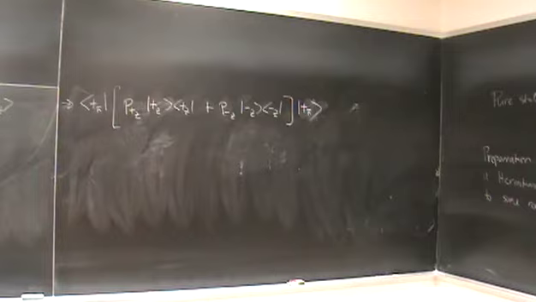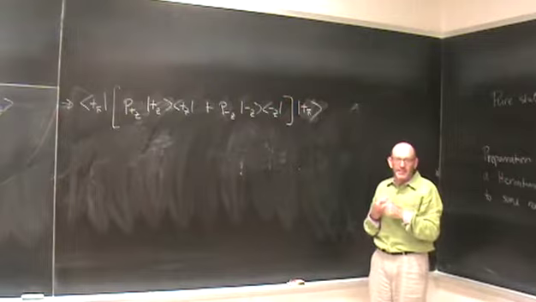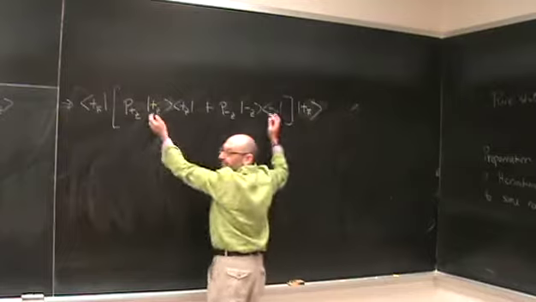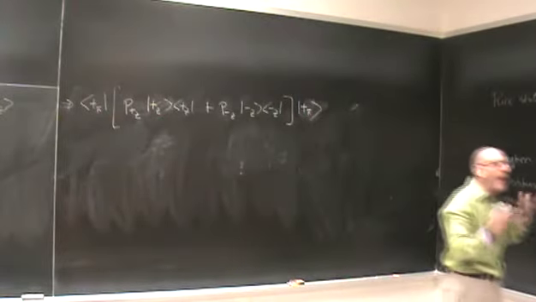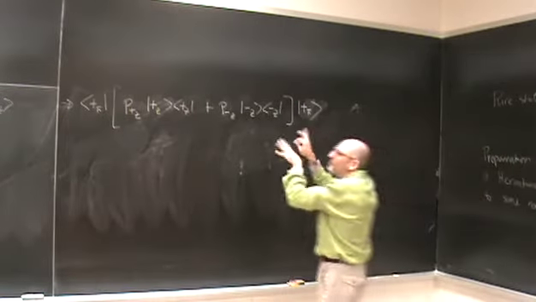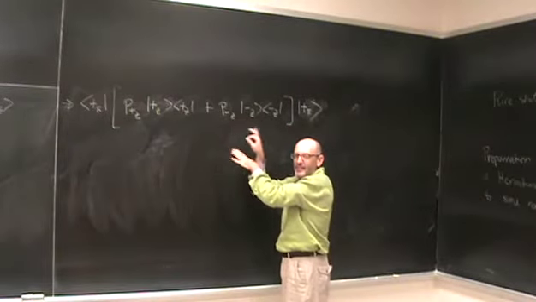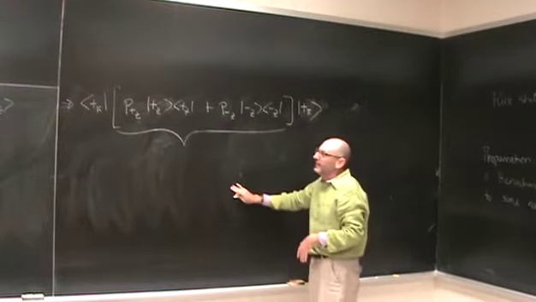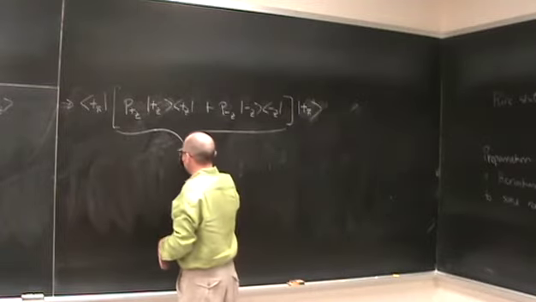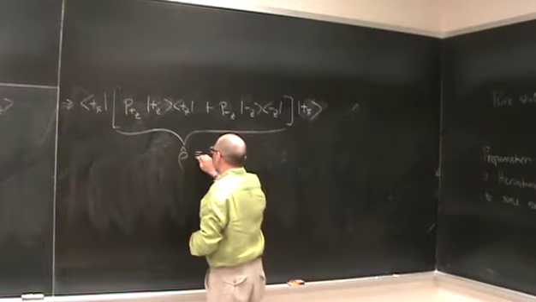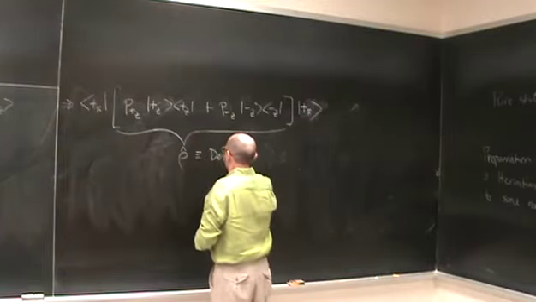Right? So look what I've done. Everything about the preparation procedure is in the brackets, is in this thing. And everything about how I'm analyzing the system is outside. So this is about the preparation procedure. This is about the state of the system that I know. So this operator is an operator we call rho. And this operator is the density operator.